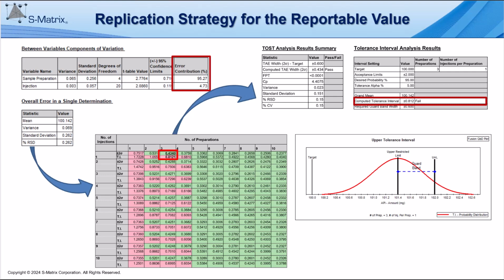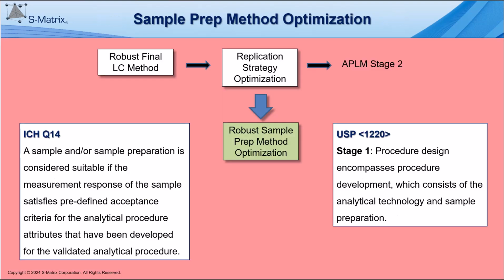When the study does not yield an acceptable replication strategy, due for example to high sample preparation error, as shown here, then Fusion QbD can be used to optimize the sample preparation method in terms of the quality and repeatability of all critical performance characteristics.